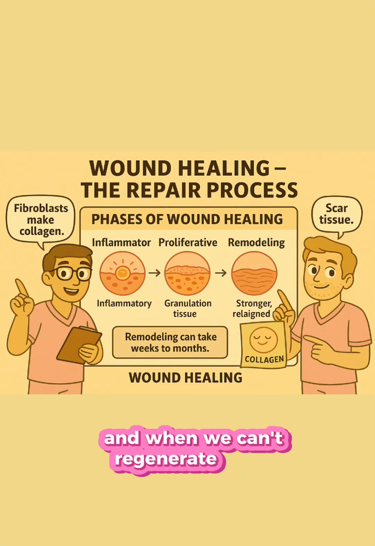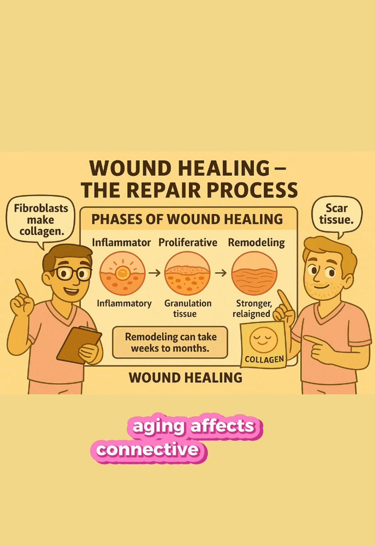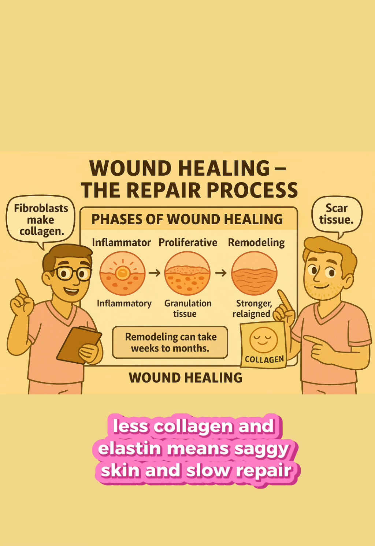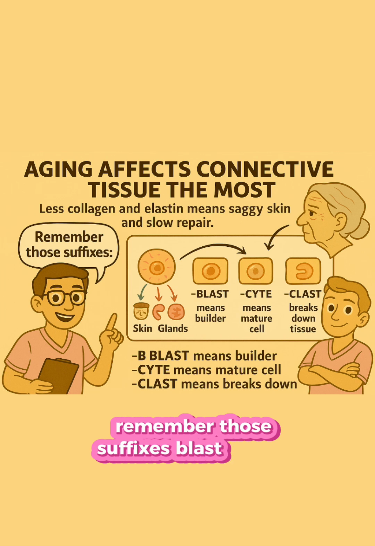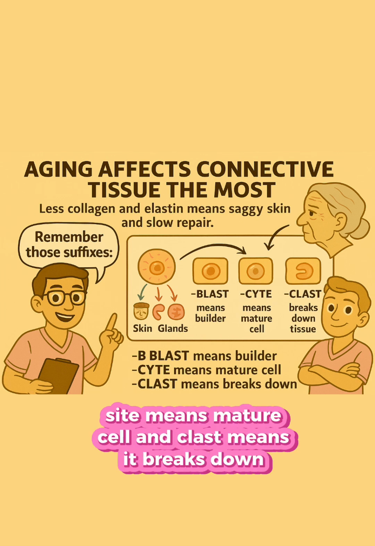And when we can't regenerate tissue, we get fibrosis, which is scar tissue. Aging affects connective tissue the most. Less collagen and elastin means saggy skin and slow repair. Remember those suffixes. Blast means builder, cyte means mature cell, and clast means it breaks down tissue.